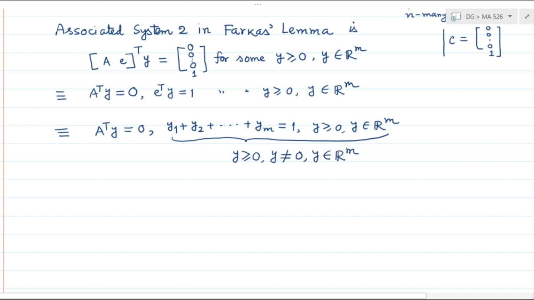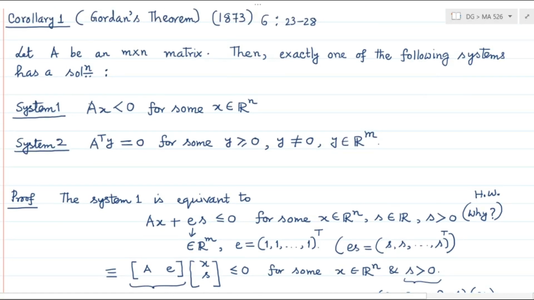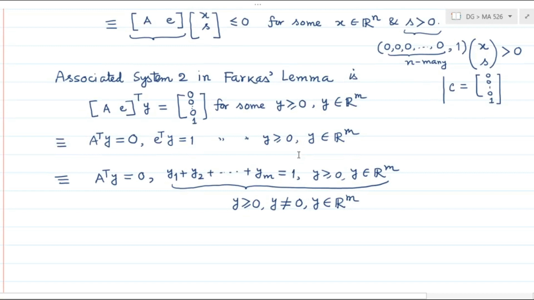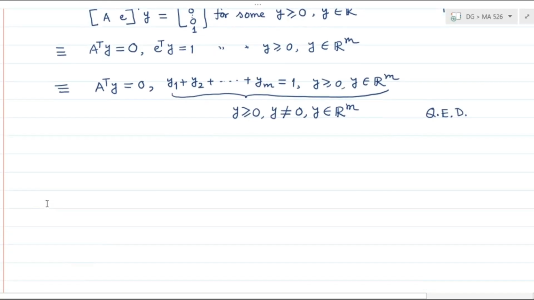This is precisely the system 2 in the theorem, and therefore from Farkas lemma we have proved that either Ax less than 0 has a solution, or the system 2, A transpose y equals to 0 for some y, has a solution. Fine, this proves the result from Farkas lemma, right? Now next we shall try to prove another two corollaries. Those are immediate from the Farkas lemma.